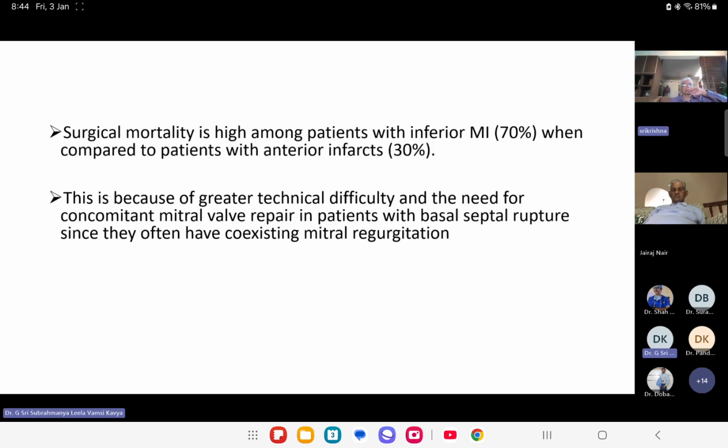The surgical mortality is high among patients with inferior MI, that is 70%, when compared to patients with anterior infarcts, which is 30%. This is because of the greater technical difficulty and the need for concomitant mitral valve repair in patients with basal septal rupture, since they often have coexisting mitral regurgitation.